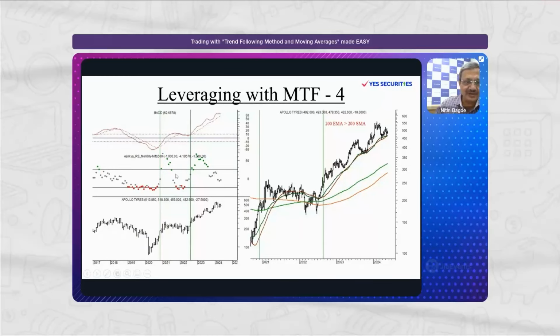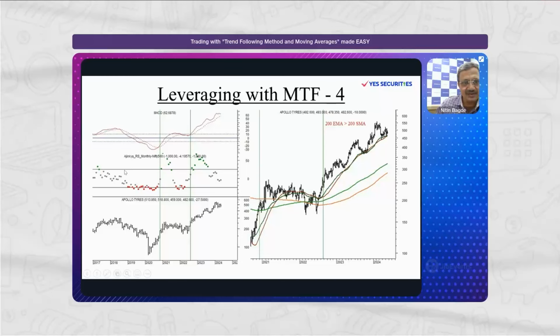And here we will be adding one more tool, that is RS. RS is relative strength. This is Apollo Tyres, and how this Apollo Tyres is performing against the Nifty 50 or Nifty 500. I have taken Nifty 500 here. So this is the 20 line, this is the minus 20 line.